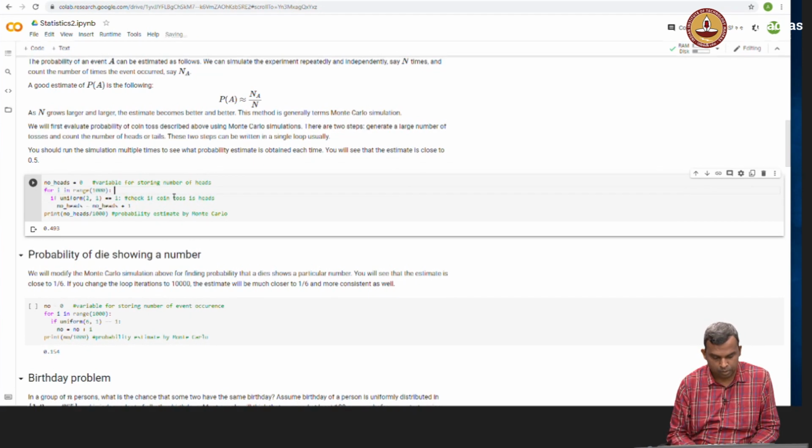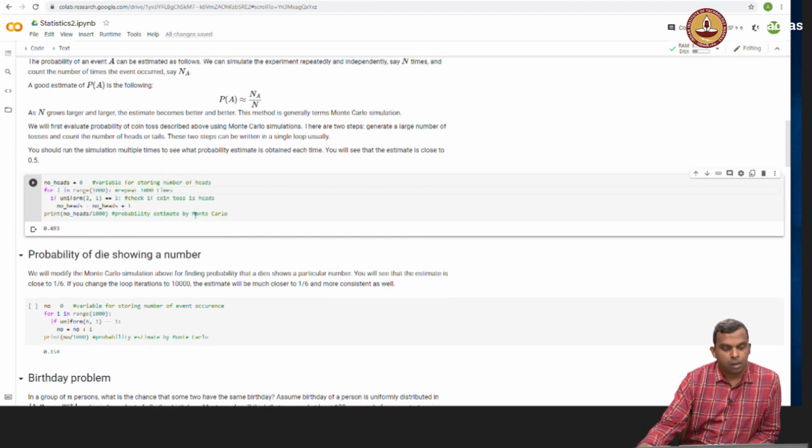Okay, so this is repeat coin toss, repeat 1000 times, whatever I choose to do, right? Okay, so then I count the number of heads and divide by 1000, I get a probability estimate by Monte Carlo. So let's run this.